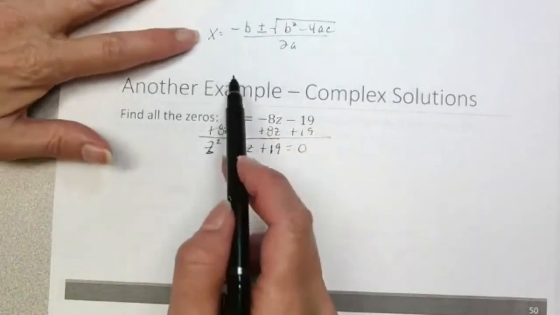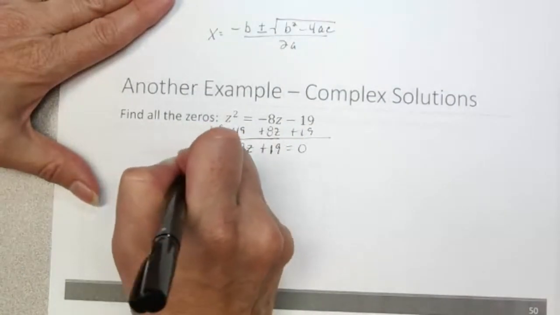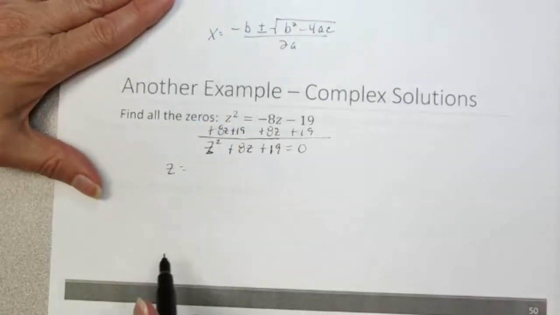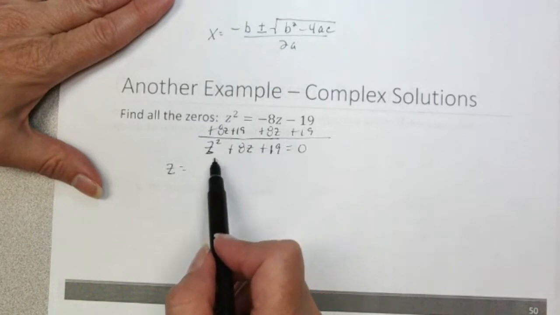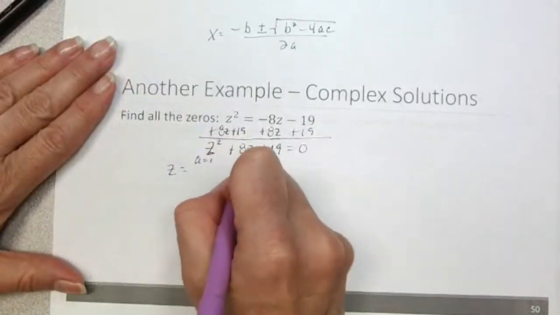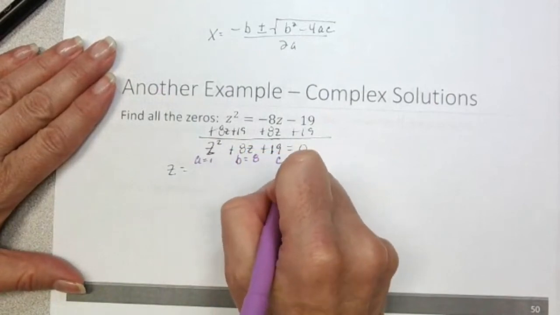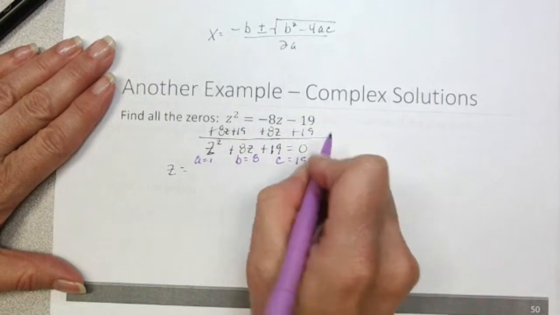Okay, so z, our variable is not x this time, it's z. So z then is going to equal negative b. What was my b? Was it negative 8? Oh no, we moved it over, right? Okay, let's write them out. a was 1 again. b this time is positive 8, and c is 19.